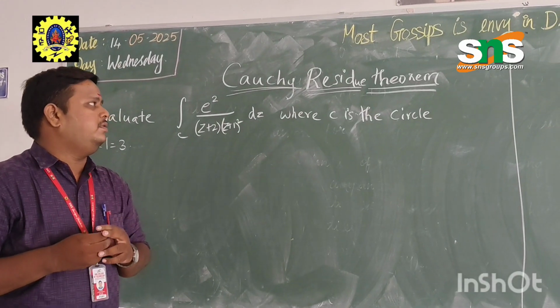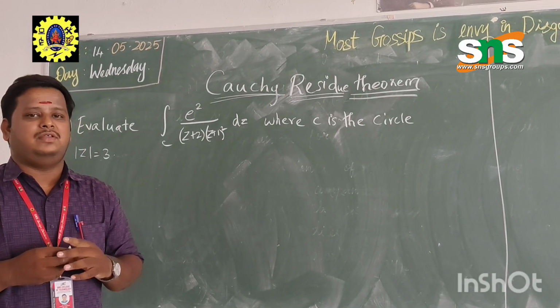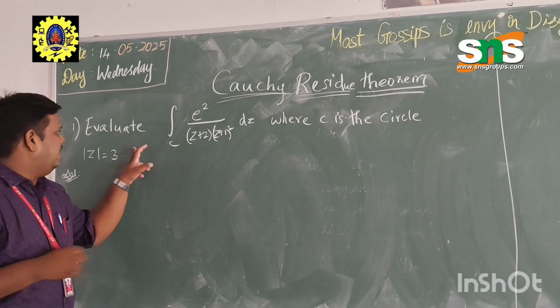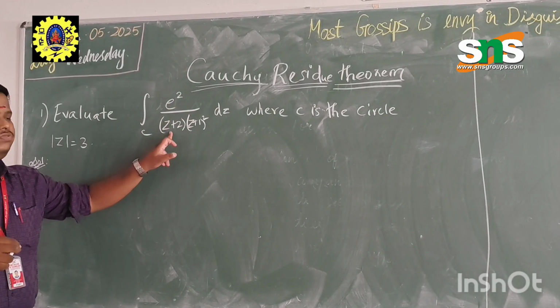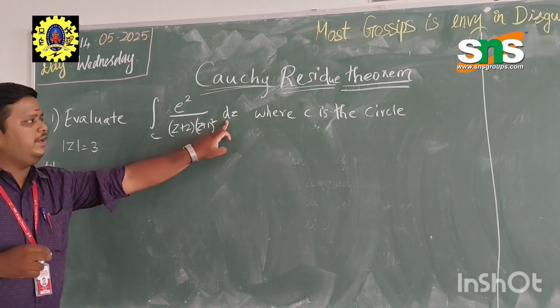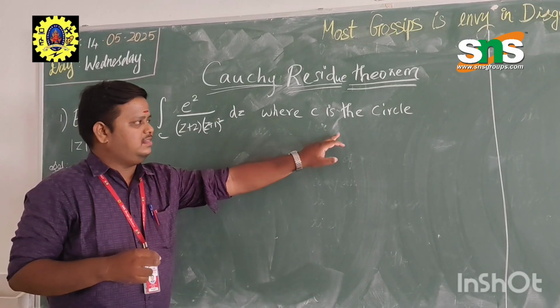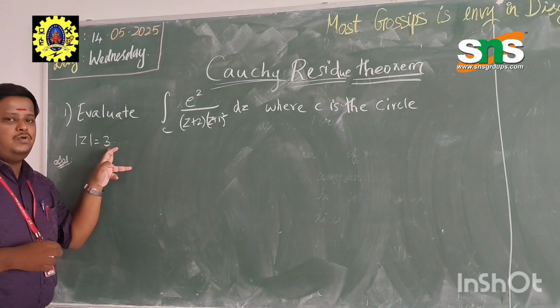Today we are going to discuss the Cauchy residue theorem. The first problem is to evaluate the integral over C of e power 2 divided by (z plus 2) into (z plus 1) the whole square dz, where C is the circle with mod z equal to 3.